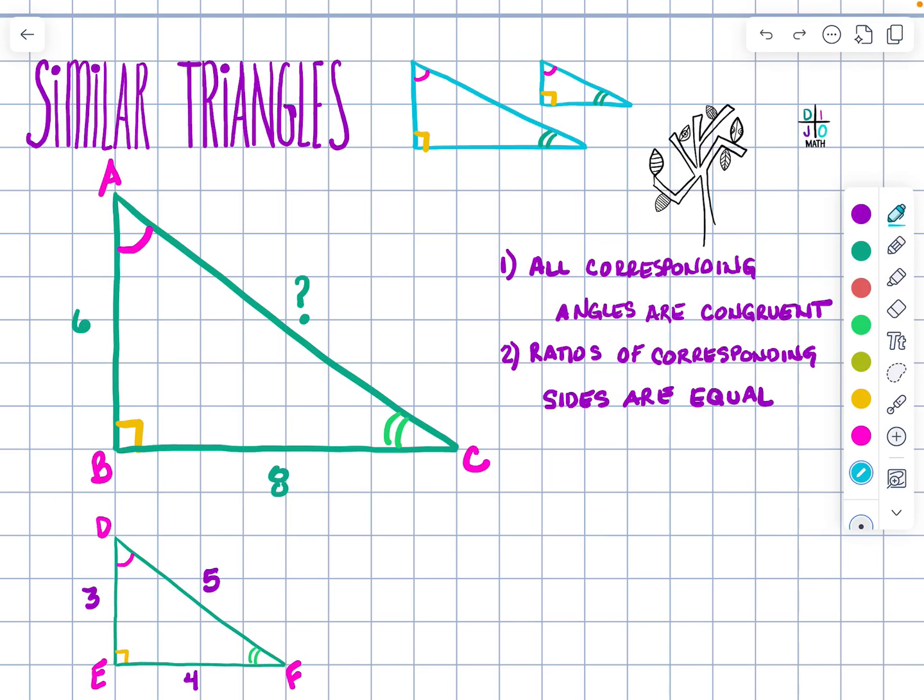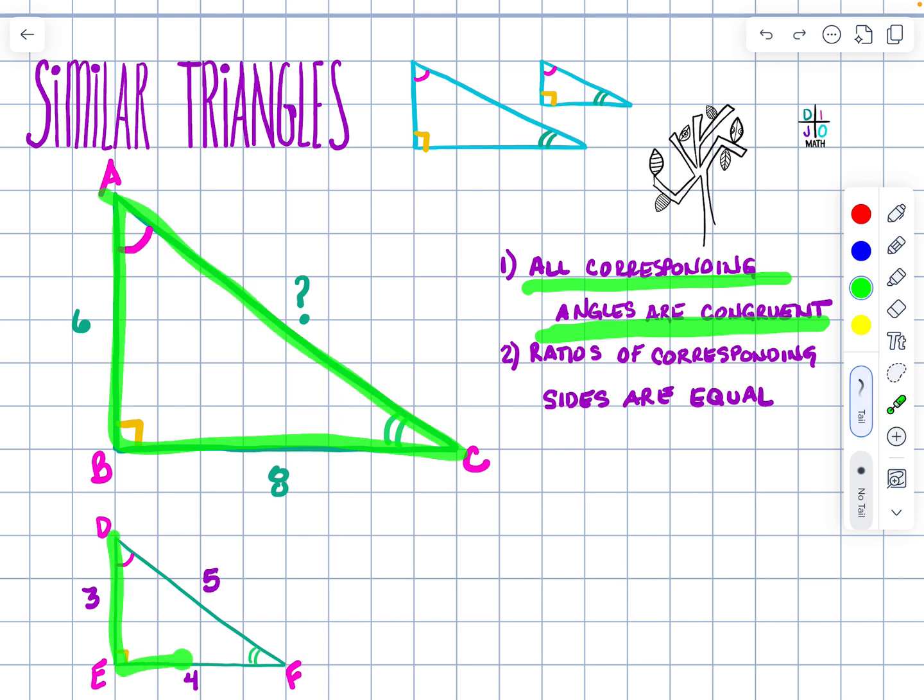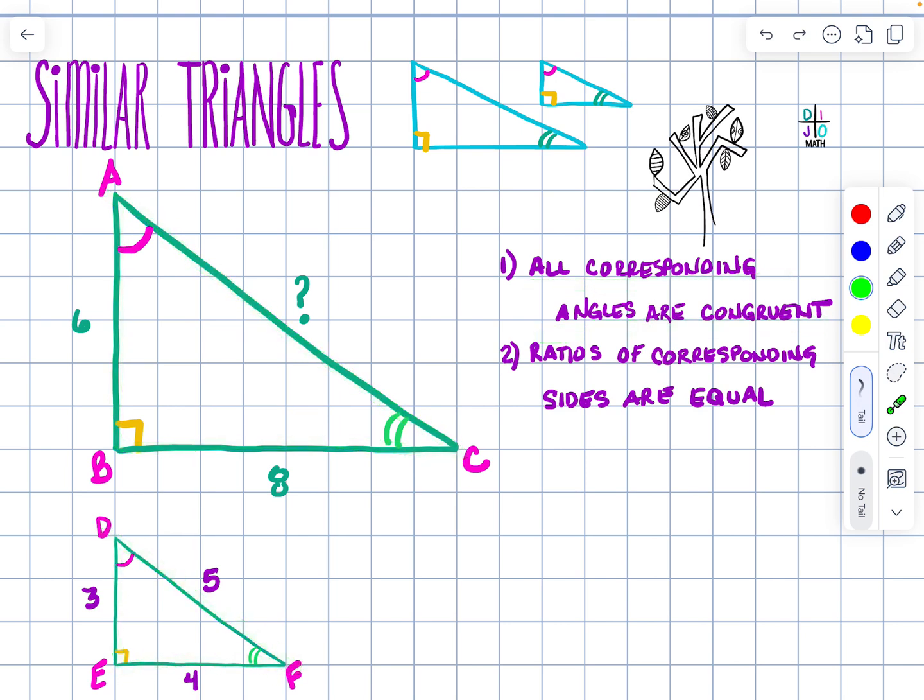When we are given two triangles and we're told that they are similar, that means two things. The first thing it means is that all the corresponding angles are congruent. Well, there's a couple of words in here we need to make sure we understand. Corresponding just means you can see these triangles have the same shape, different sizes, and this angle corresponds to this angle. This angle corresponds to this angle, and this one corresponds to this one.